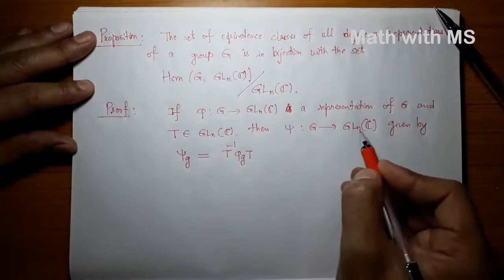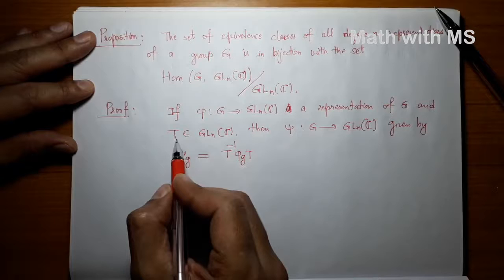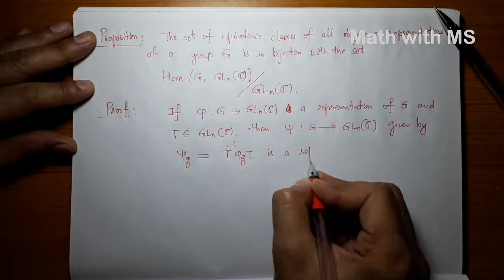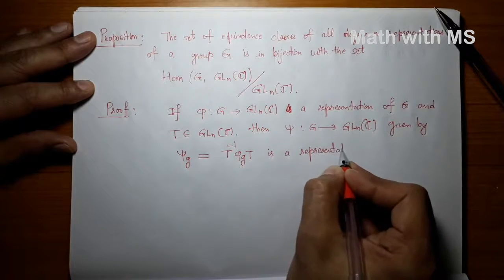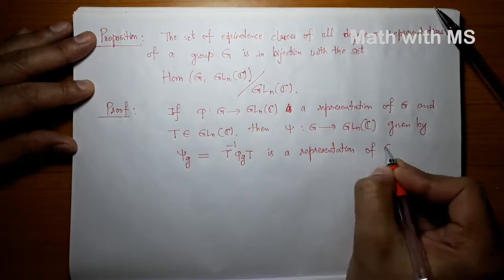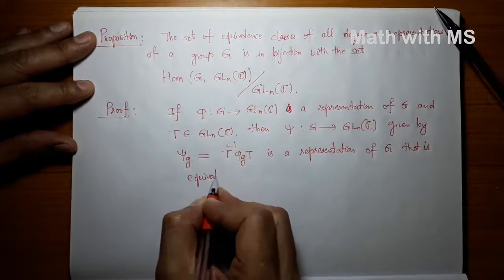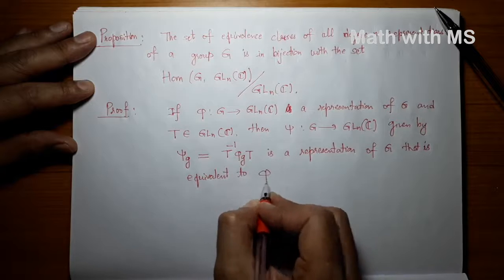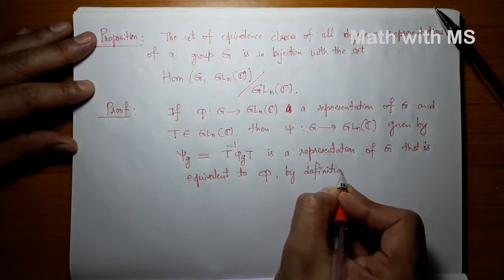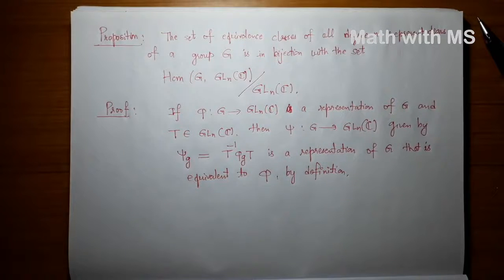Because I am just composing the original homomorphism with the conjugation in the group GLnC by this group element T. So this is a representation of G that is equivalent to phi, just by definition. By definition of equivalence, it is an equivalent representation, right? So this is a very simple observation.